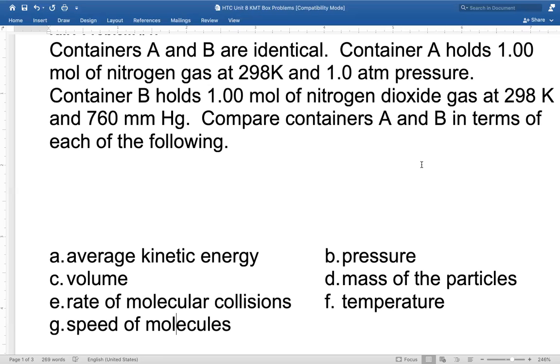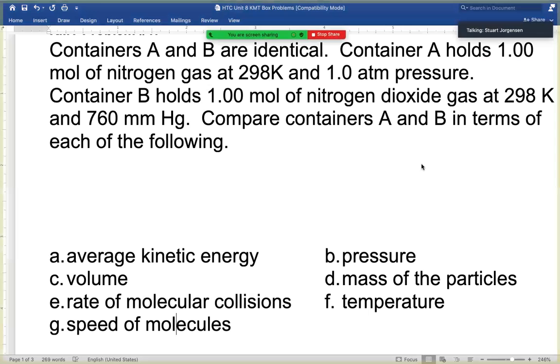So containers A and B are identical. They have the same volume is what we're saying when we make that statement. Container A holds 1 mole of nitrogen gas at 298 Kelvin at 1 atmosphere of pressure. Container B holds 1 mole of nitrogen dioxide gas at 298 Kelvin and 760 millimeters of mercury. Compare containers A and B in terms of each of the following. When in doubt, draw it out.